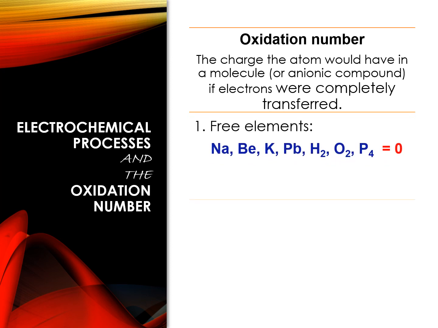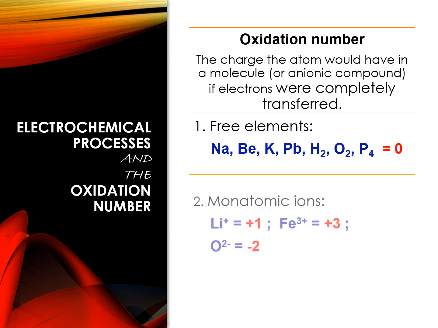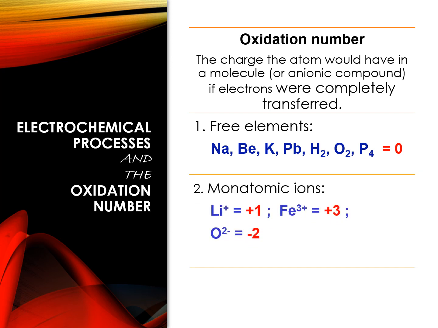Thus, the oxidation number of sodium Na, beryllium Be, potassium K, lead Pb, hydrogen H2, oxygen O2, and phosphorus P4 is 0. On the other hand, the oxidation number of monoatomic ions is equal to the charge on the ion. Thus, for lithium ion, positive 1, for ferric ion, positive 3, for oxide ion, negative 2.